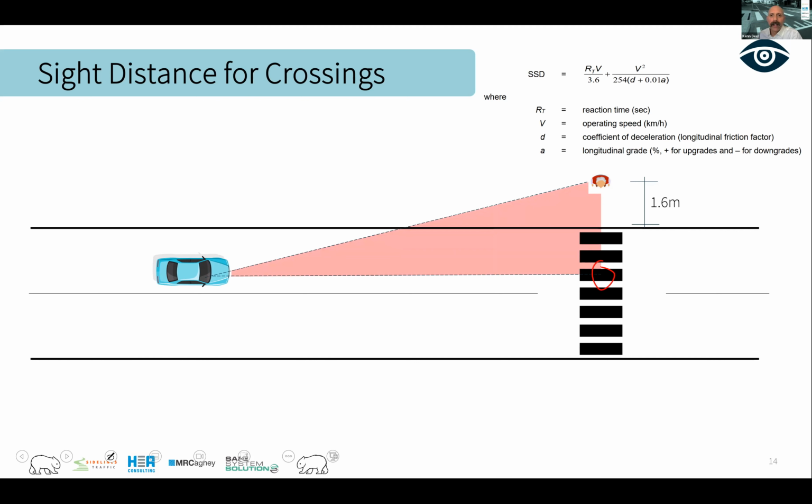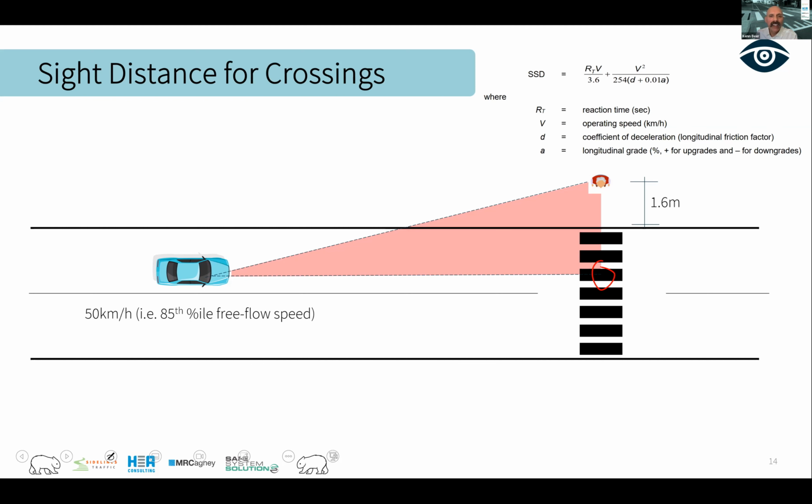What we do is we use a fairly standard stopping sight distance calculation. You could say safe intersection sight distance. It's exactly the same formula, SISD, SSD, and we simply can work it out. What you're going to need to know is, what is the speed of those vehicles approaching? So what is the 85th percentile speed, or what is the speed limit if this is a completely greenfield site?